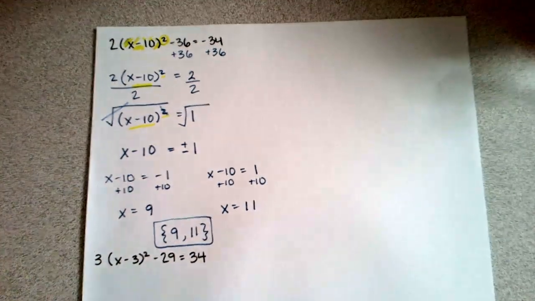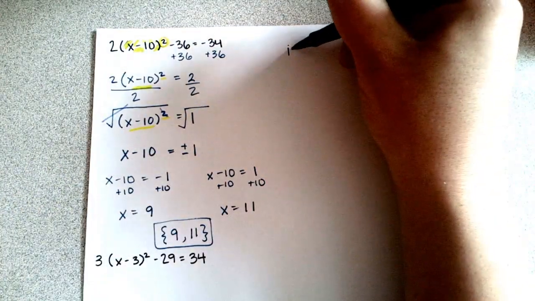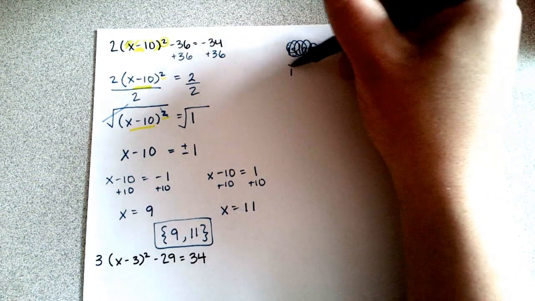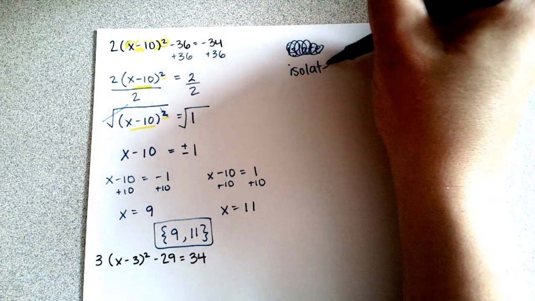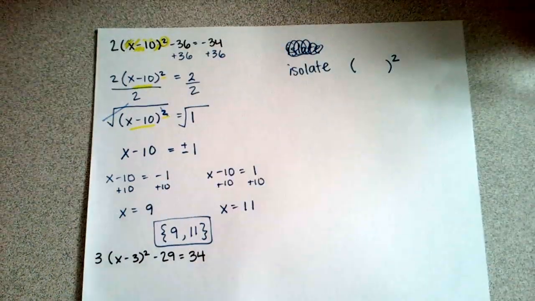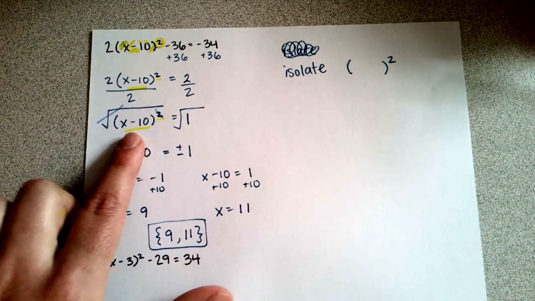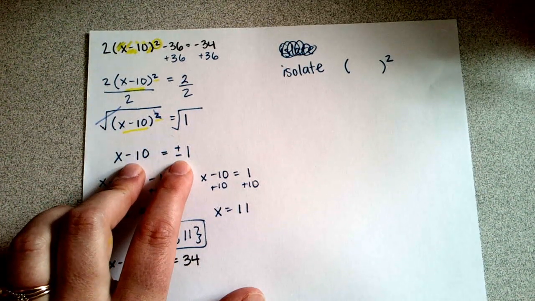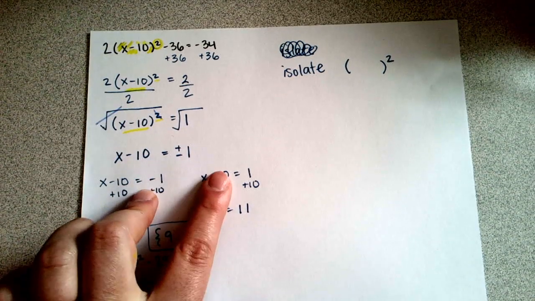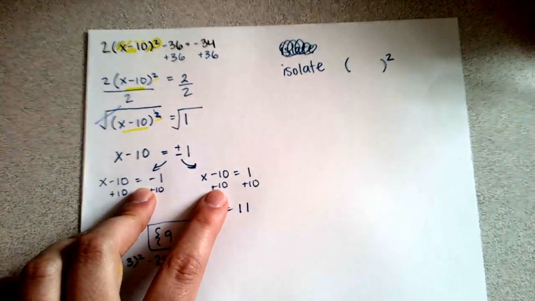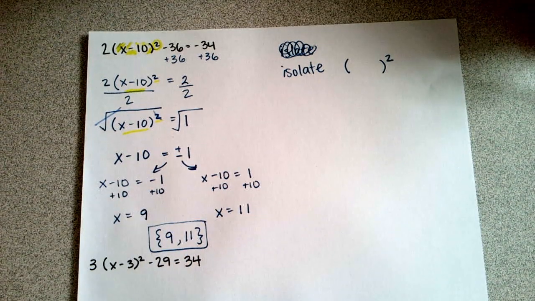So again, what we did, instead of isolating the x squared, we isolated the parentheses squared. And then once we did that, we could take the square root. We got the positive and negative version of the square root, split it into two equations, and solved for x. So we'll do it one more time for one last example.